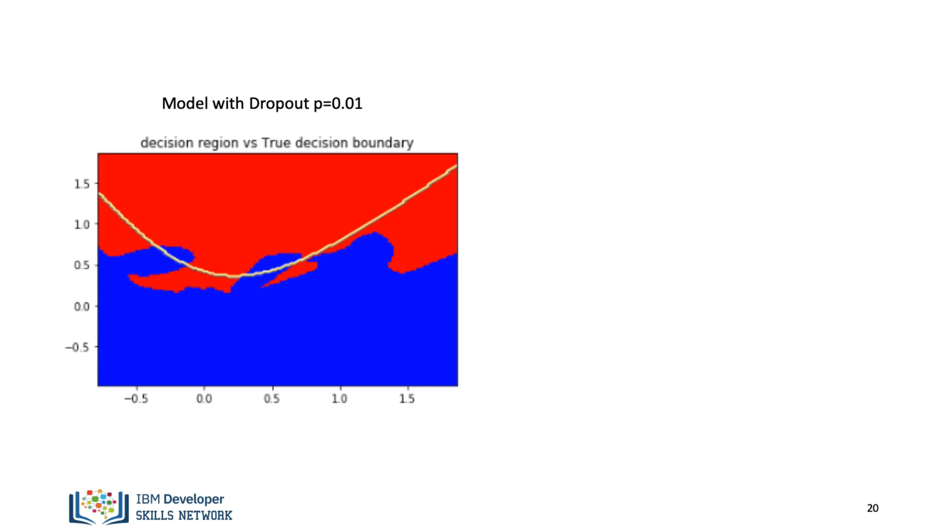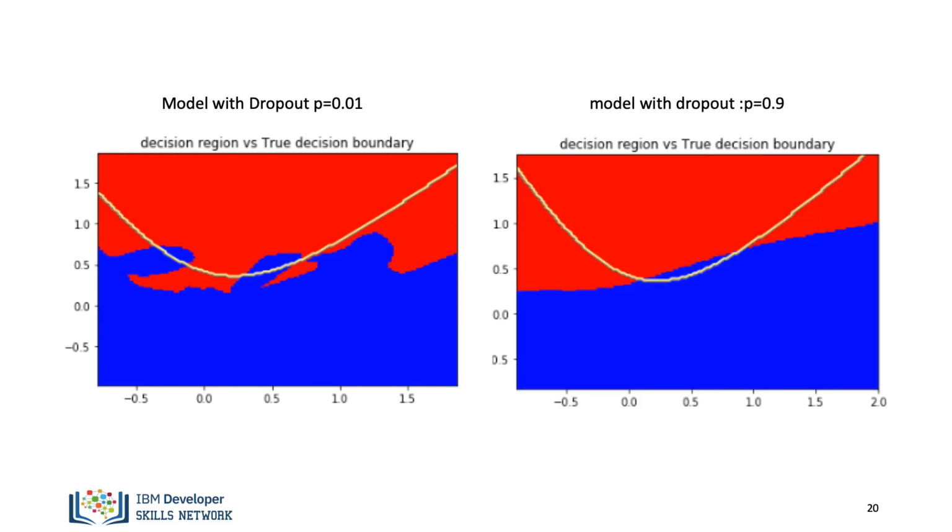The parameter p is a hyperparameter. We can obtain the optimal value of p through cross-validation. If the value of p is too small, in this case 0.01, we risk overfitting. If the value of p is too large, we risk underfitting.